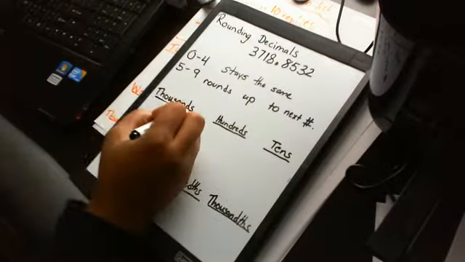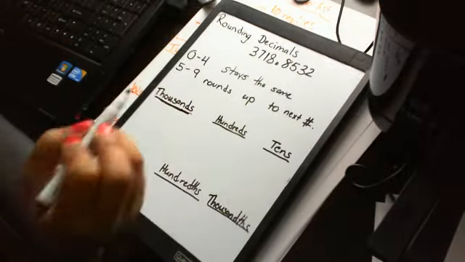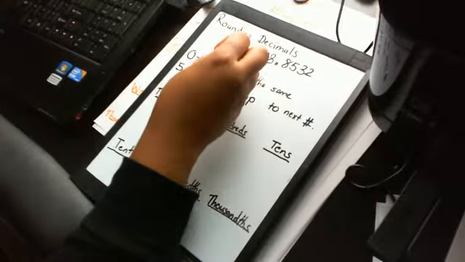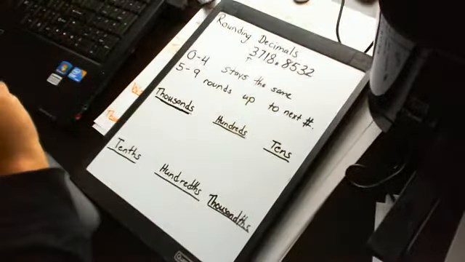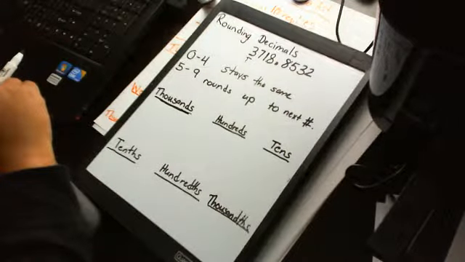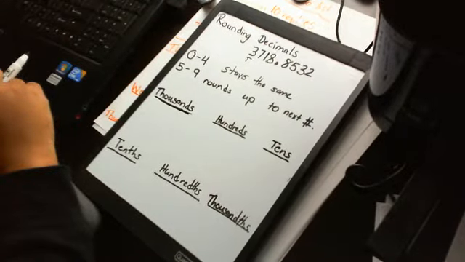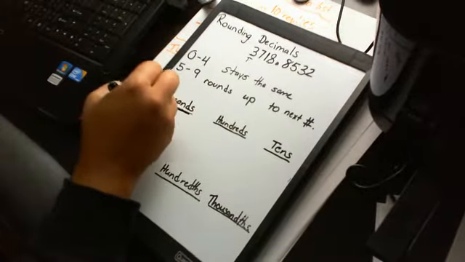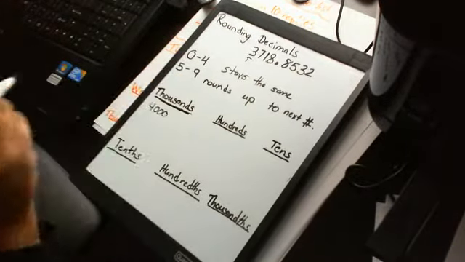It says thousands. It does not have a TH, so it lets me know that I'm looking at the whole number part. So here's my thousands place. So I look at the number after that, and it's bigger than 4. So I know that this is going to round to 4,000.